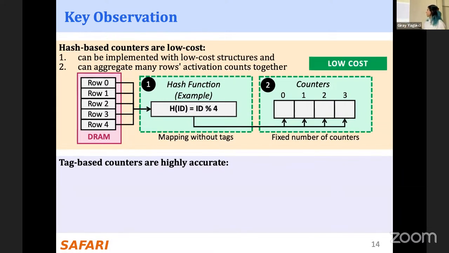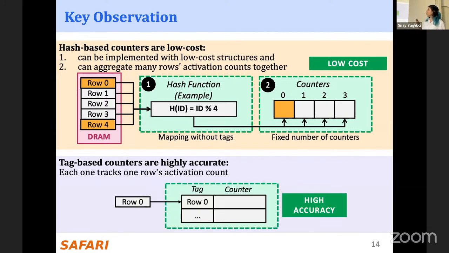But since we have a fixed number of counters, that means that some of the DRAM rows are mapped to the same counter. So this introduces an inaccuracy. Let's say that we have an activation to row 0. That means that we will increment the activation count for row 4 as well. And tag-based counters are good in this case because each of these tag-based counters tracks only one DRAM row's activation count, and they are highly accurate.